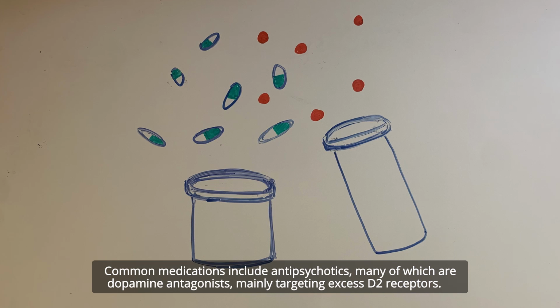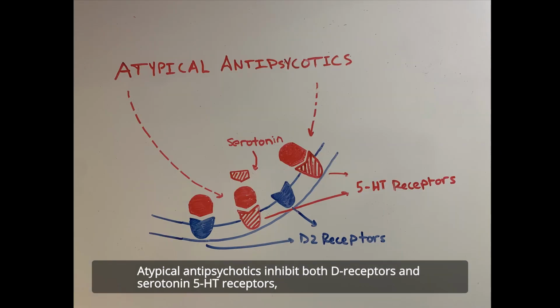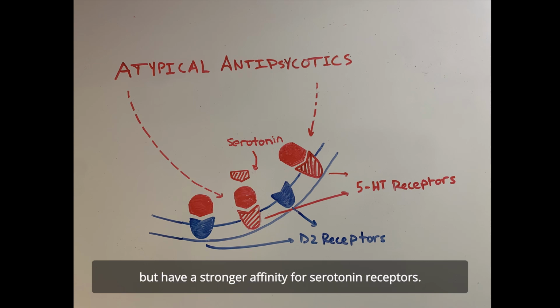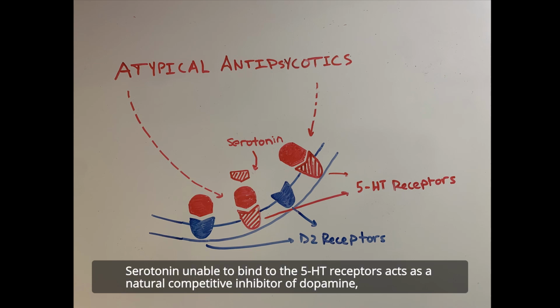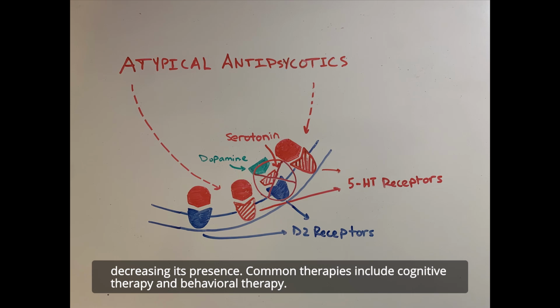Common medications include antipsychotics, many of which are dopamine antagonists targeting D2 receptors. Typical antipsychotics bind to dopamine receptors without activating them. Atypical antipsychotics inhibit both D receptors and serotonin 5-HT receptors, but have a stronger affinity for serotonin receptors. Serotonin is unable to bind to the receptors and acts as a natural competitive inhibitor of dopamine, decreasing its presence.